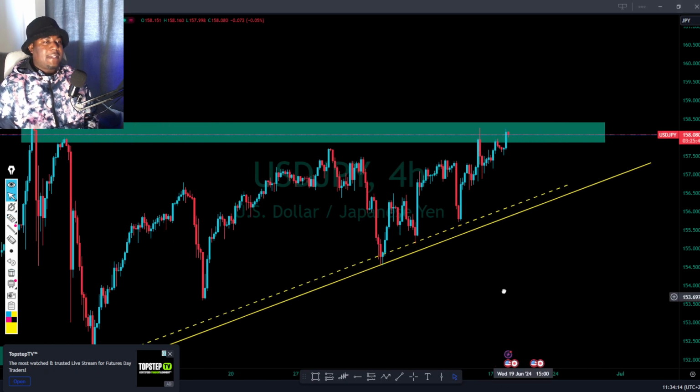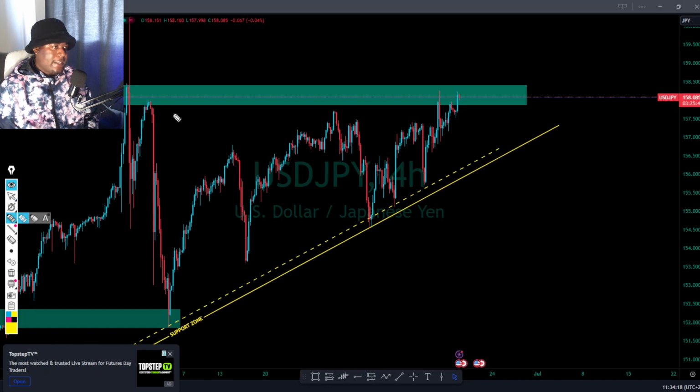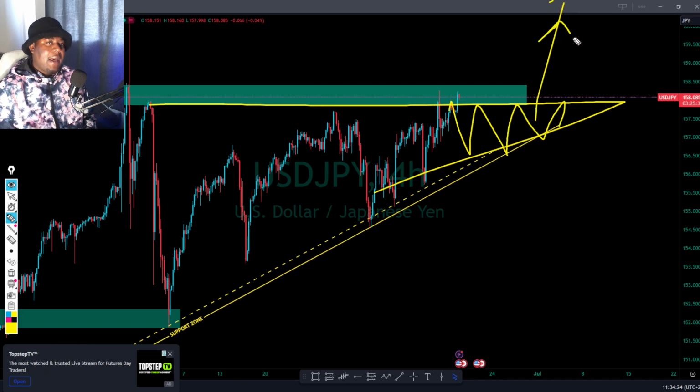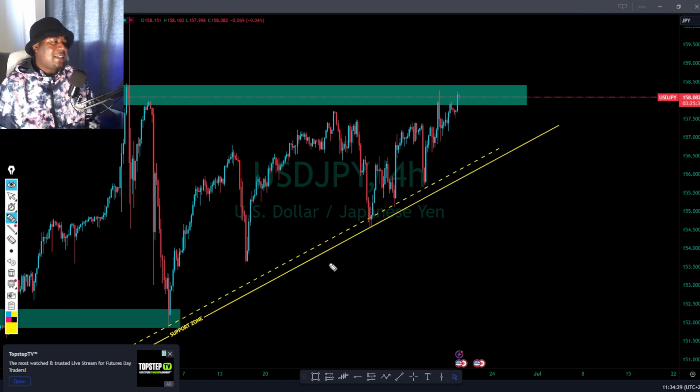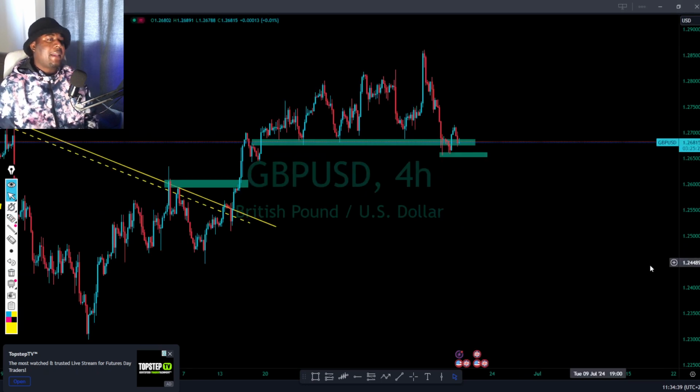But the overall structure, we can see that this is actually a wedge, a triangle. So mostly the market might just play around that until we get a proper breakout to the upside or to the downside. So it's up to the market. But as long as we are still on this uptrend, most likely the market will keep going even higher. So that's what we have at the moment. We're just waiting for that breakout.